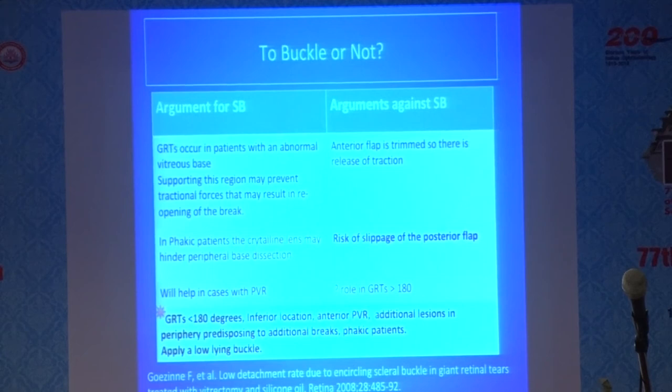So when do you do it? If the tear extends to less than 180 degrees, is inferior in location, is associated with anterior PVR, and/or there are additional lesions in the periphery which predispose to additional breaks, and in phakic patients where you may not be satisfied with the peripheral vitreous base dissection. The key to applying is that you do not put an indent high, you apply a low-lying buckle. That will prevent the slippage of the posterior flap.